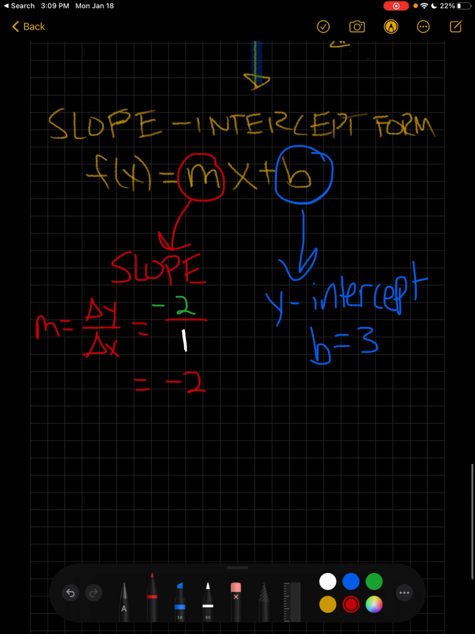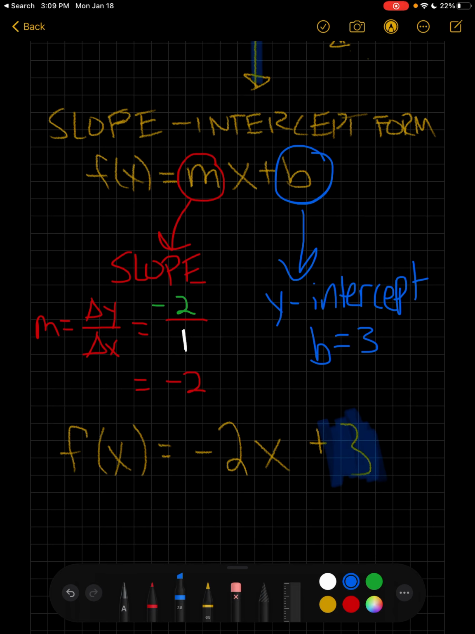So now we have a value for m, we have a value for b, and we're ready to write this equation. f of x is equal to -2x plus 3. 3 is our y-intercept, our b value, and -2 is our slope. And this would be your final answer. And that's how you can write the equation of a line given a graph.